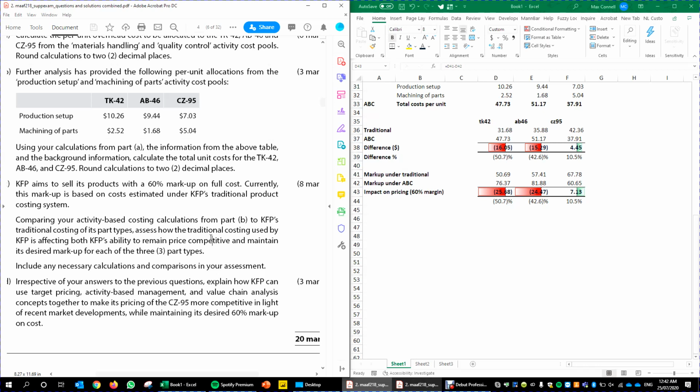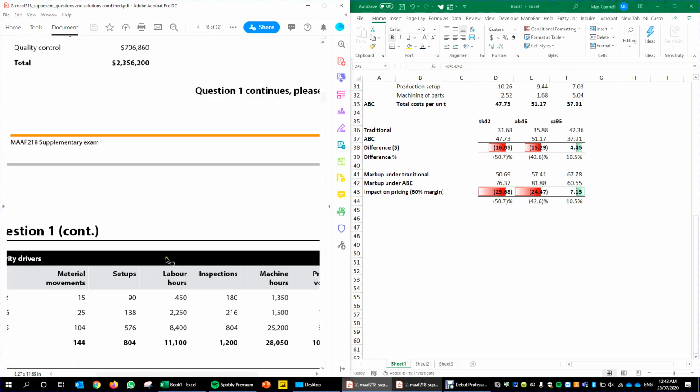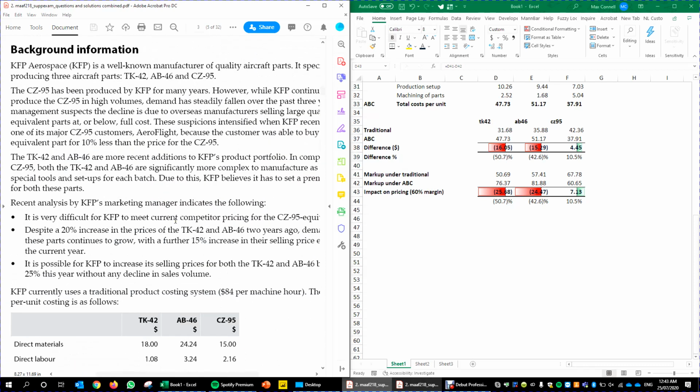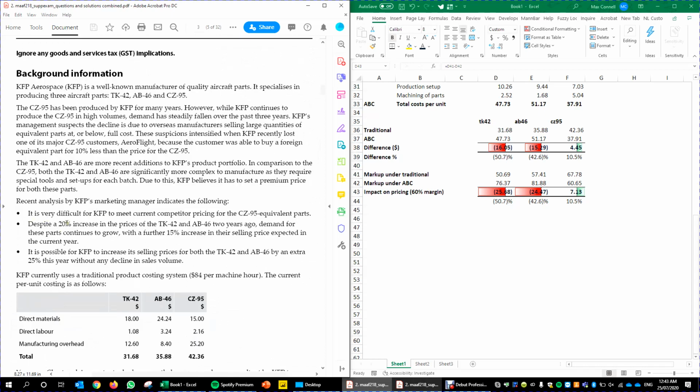Now, what I would probably say for this one, instead of linking it into price competitiveness, isn't that they're hurting their price competitiveness, but rather I'd be commenting that they have the capacity to actually increase their prices. And that's consistent with what it's saying in the question about it is possible for KFP to increase its selling prices for both by an extra 25% this year without any decline in sales volumes. So I'd probably just link that into the question, say of that 50%, 25% has been shown to have been increased without any decline in sales volume. So I just mentioned that in your answer.